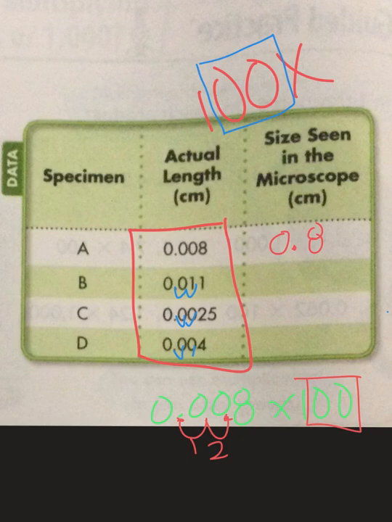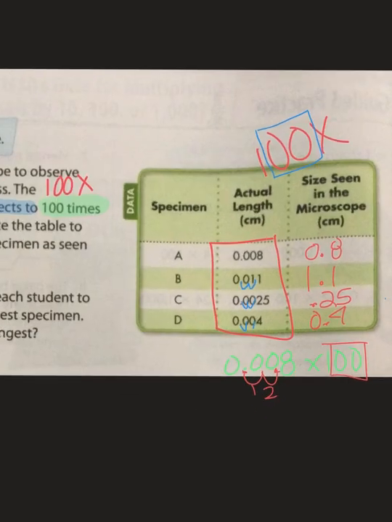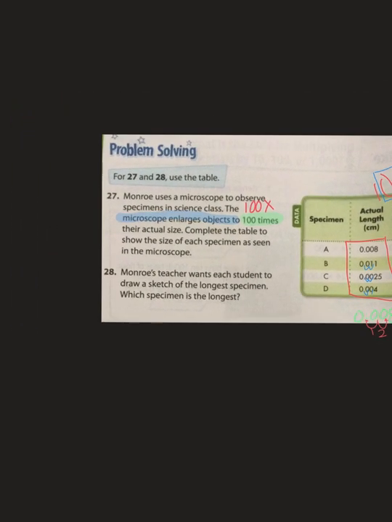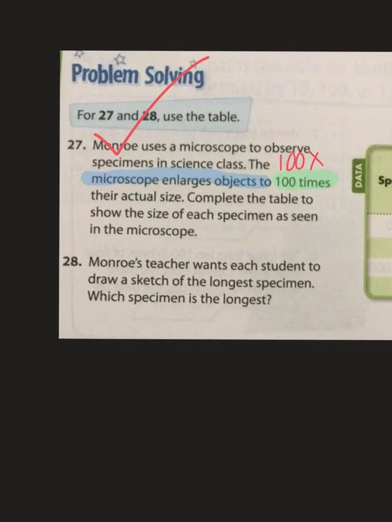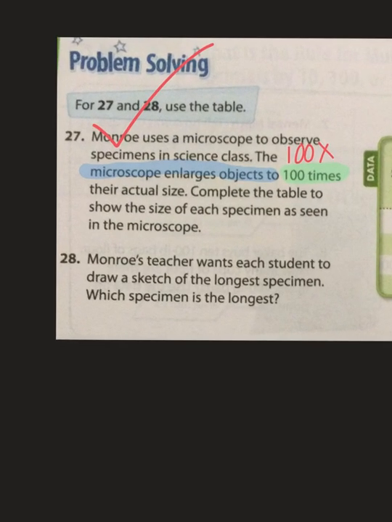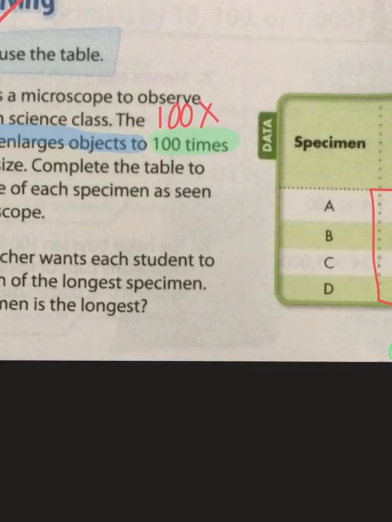This would be 1 and 1/10. This one would be 25 hundredths. And the last one would be 0 and 4/10. So there you see my new numbers after they've been multiplied times 100. So that takes care of this problem. The second one says, Monroe's teacher wants each student to draw a sketch of the longest specimen. Which specimen is the longest?